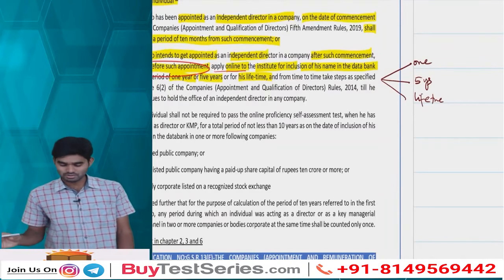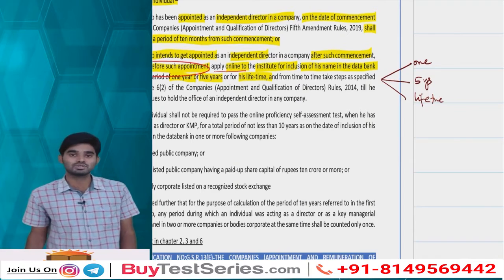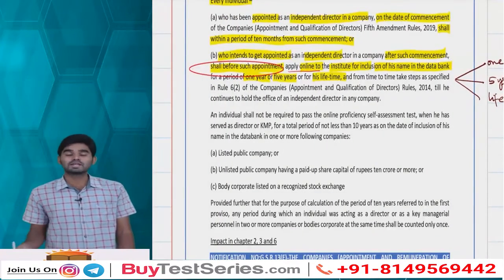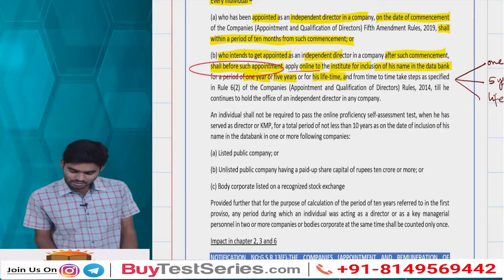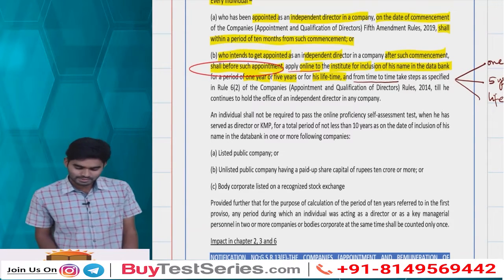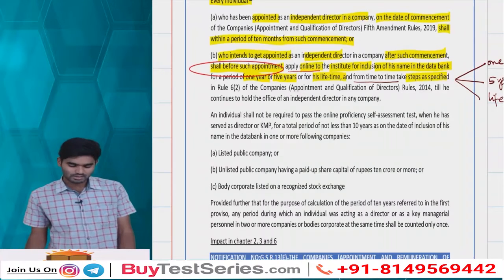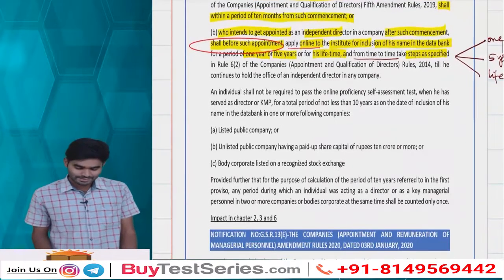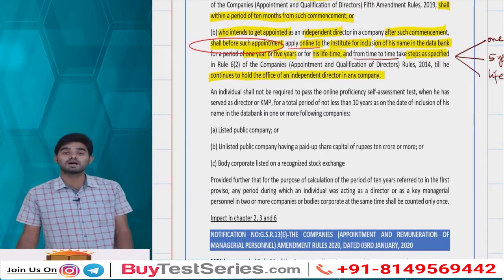For 1 year it is 5,000, for 5 years it is somewhere around 15,000, and for lifetime it is somewhere around 25,000 odd plus GST. So you apply for inclusion of your name in that data bank for a period of 1 or 5 years or for lifetime, and from time to time take such steps as specified in Rule 6.2 of the Companies (Appointment and Qualification of Directors) Rules 2015, till he continues to hold the office of an independent director in any company.